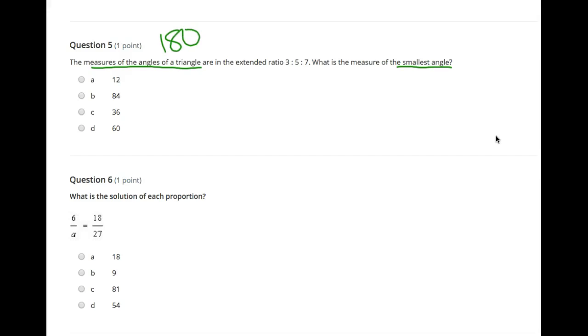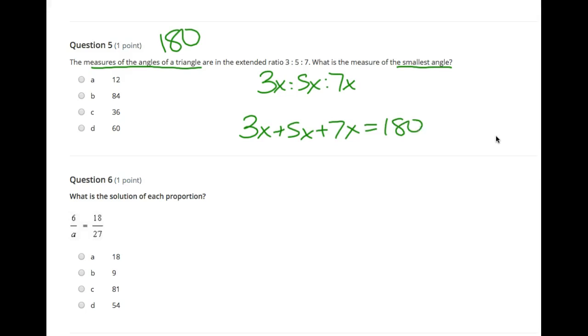So now what I'm going to do is I'm going to take these three things, I'm going to take that proportion, I'm going to add back in a factor, and it becomes 3x, 5x, and 7x. Now these are the three angle measures. We know that all the angles add up to 180, so I go 3x plus 5x plus 7x equals 180, and we start to solve. So I get 15x equals 180, divide both sides by 15, and x equals 12.